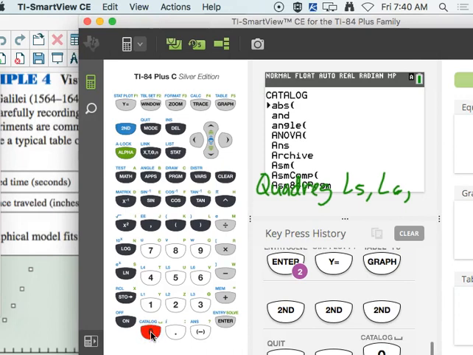And you're going to scroll down until it says diagnostics on. And then you're going to hit enter twice. I'm not going to scroll down because this thing takes all day to do that. But scroll down to diagnostics on and hit enter twice.